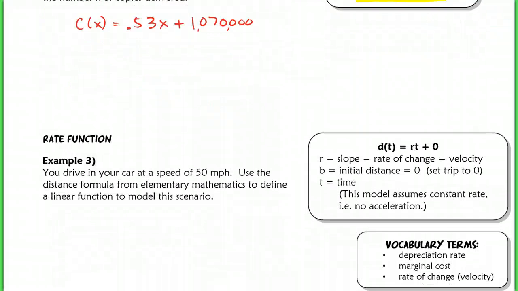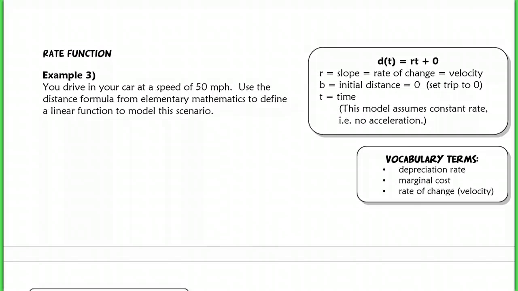All right, last one is the rate function. And your rate function is really something that you've already done probably a long time ago when you did distance equals rate times time. So this is the idea that we're using here. We're going to take distance as a function of time, and your slope is going to represent a constant rate of change in this case.